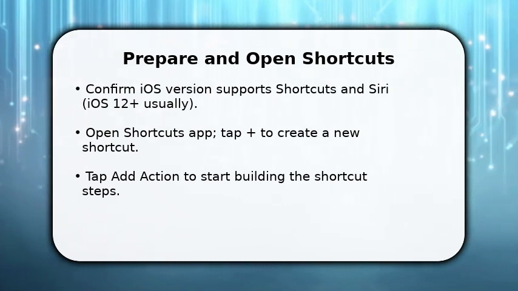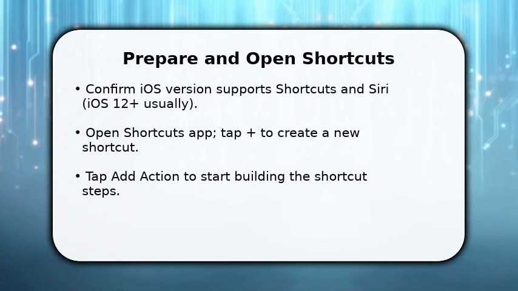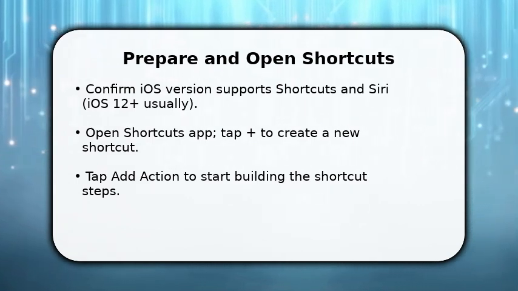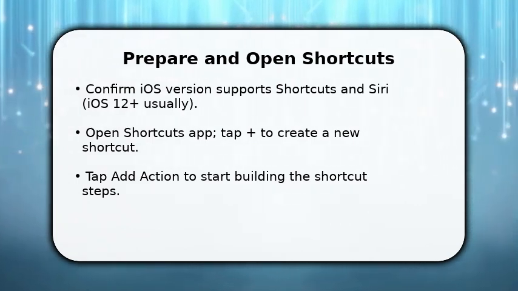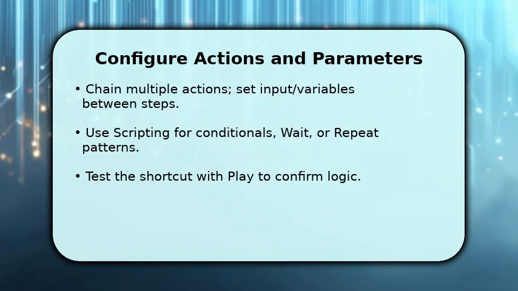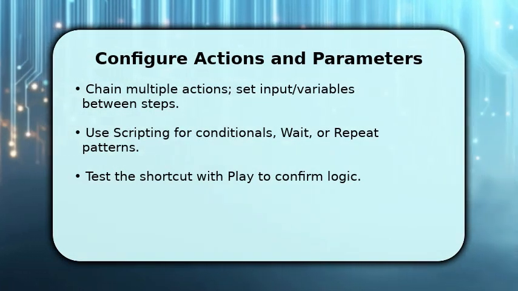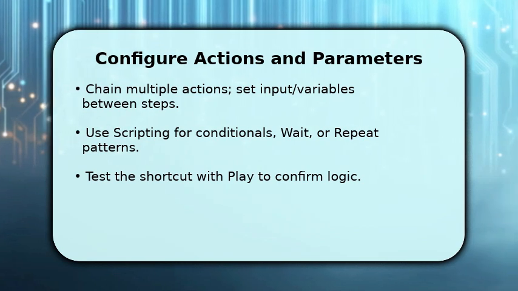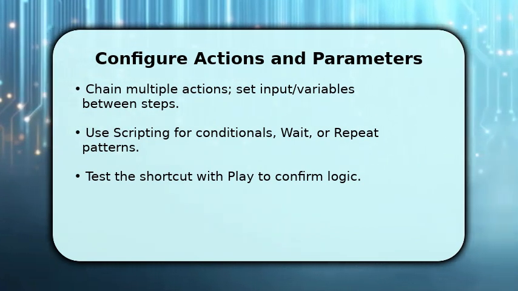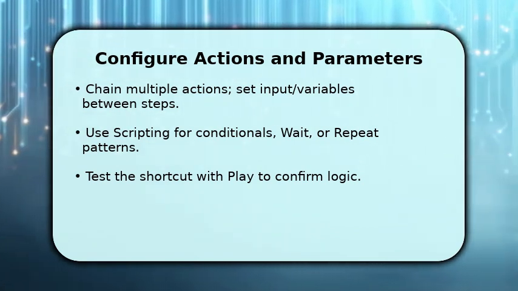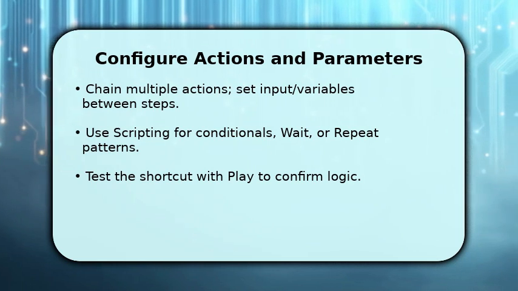Make sure to include any required inputs or permissions now, because granting access later can interrupt automation and force manual confirmation. Now configure the detailed actions and parameters so the shortcut behaves reliably. Add multiple actions in sequence and use variables to pass data between steps. This is why you'll get precise results.